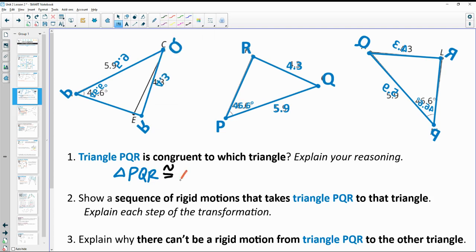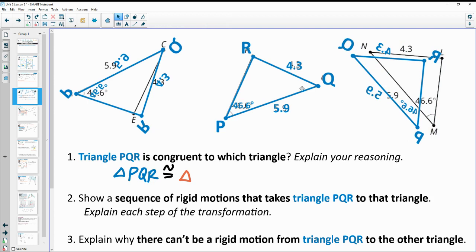So you want to name what point did P land on? So if I just move this over here, we can see that P landed on M. So M is going to have to come first. Q landed on N, and then R landed on L. So triangle PQR is congruent to MNL.